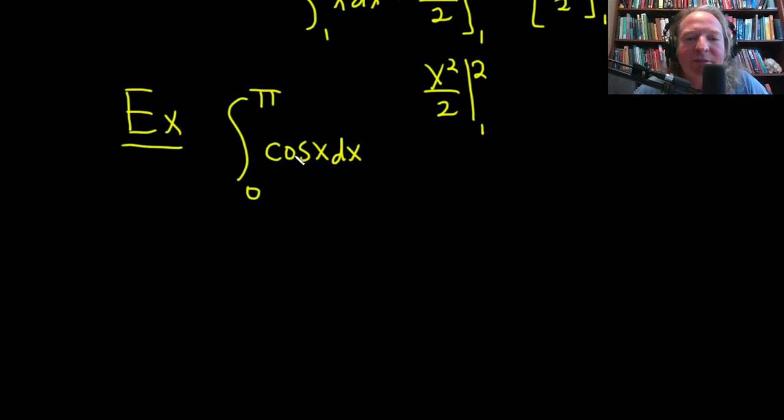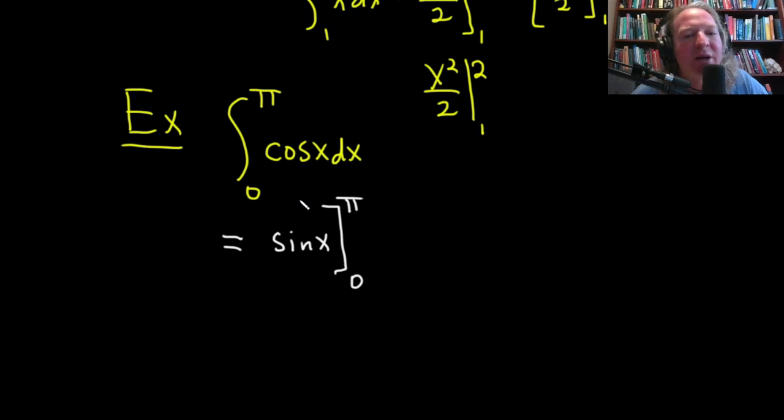So here, we're integrating cosine. So we're thinking, what's a function whose derivative is going to give you cosine? Well, the derivative of sine is cosine. So this is equal to sine x. And then I'm just going to use a single bracket here. Then you put the 0 here and the pi here. Notice I didn't write the plus c, right? We know it's not necessary because the plus c's cancel each other out.